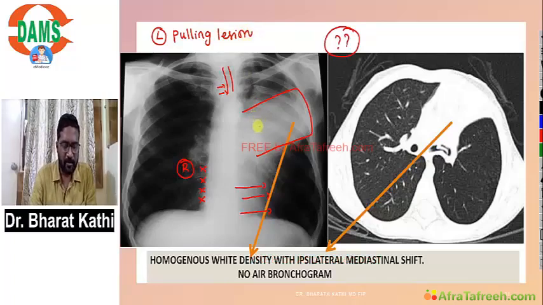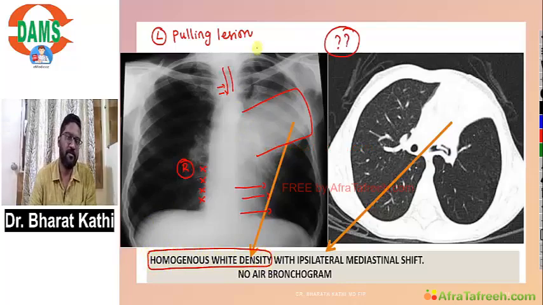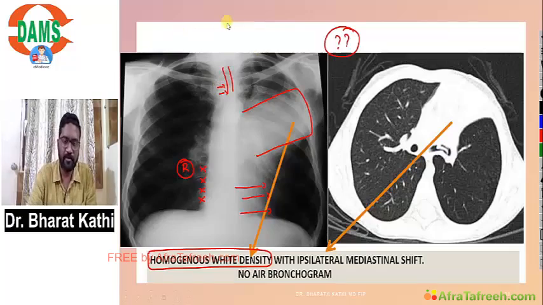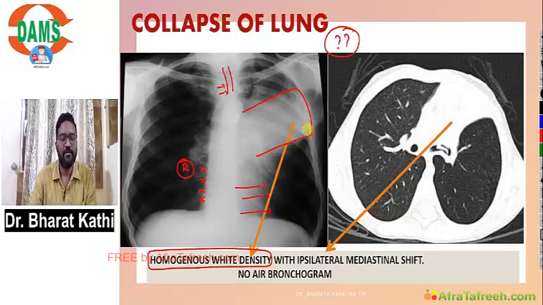Even if you look into this density, can you see any blackish lines called air bronchograms? No, it is a completely whitish homogeneous density. So if you find a pulling lesion with whitish homogeneous density, what should be your automatic answer? It should be collapse of lung. So this is a collapse of lung, a left collapse.